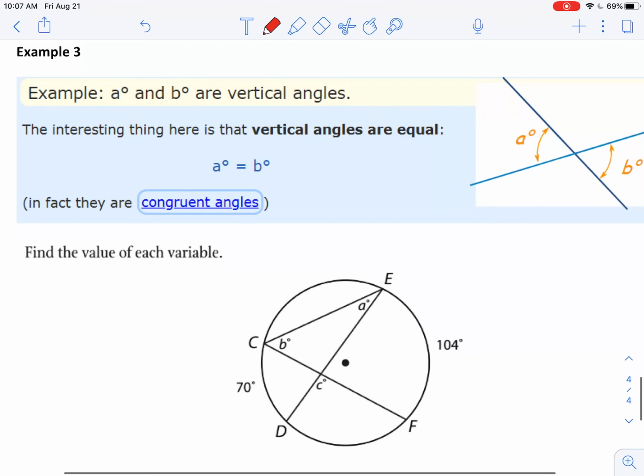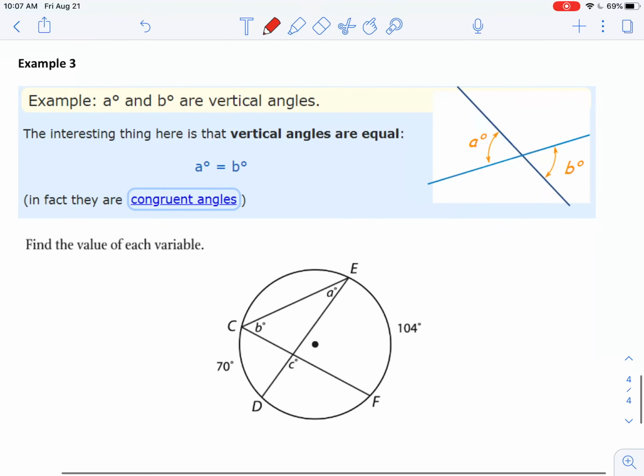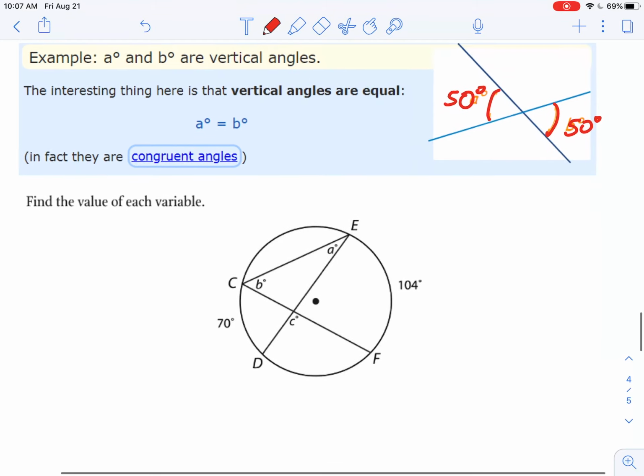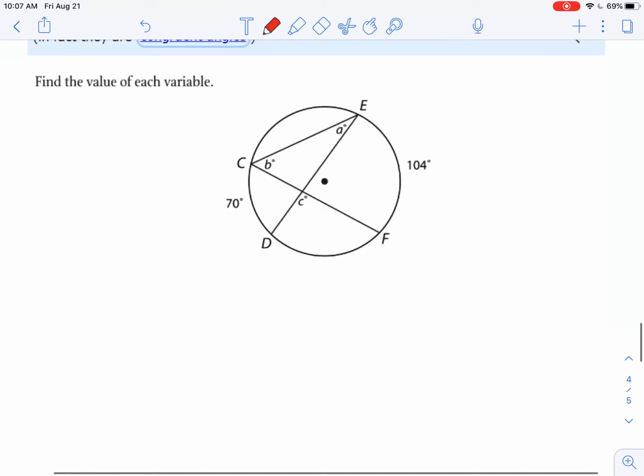Vertical angles are when two lines intersect and they're opposite each other. These two angles are congruent, which means they have the same degree. Let's just say this is 50 degrees, and then this would also be 50 degrees, okay? So, find the value of each variable. Got a lot of stuff going on here. I just like writing a bunch of stuff down and hoping for the best.